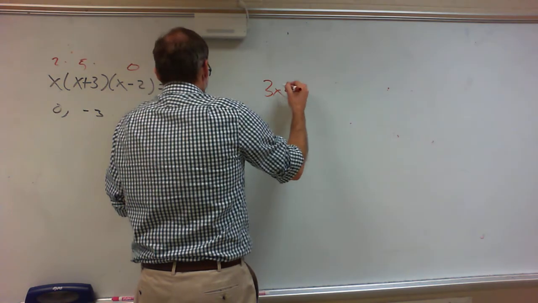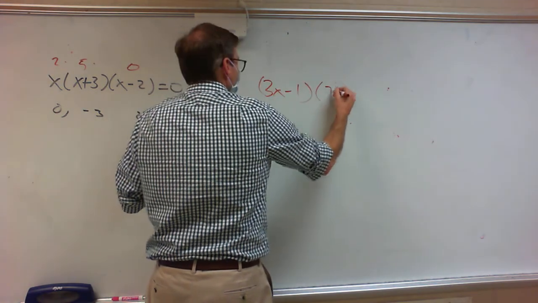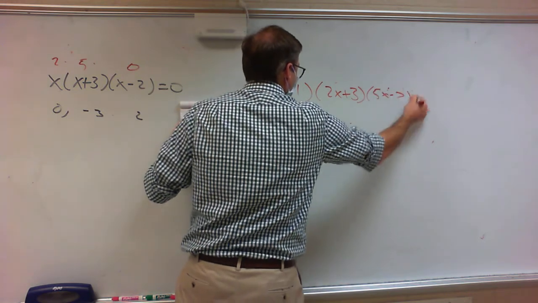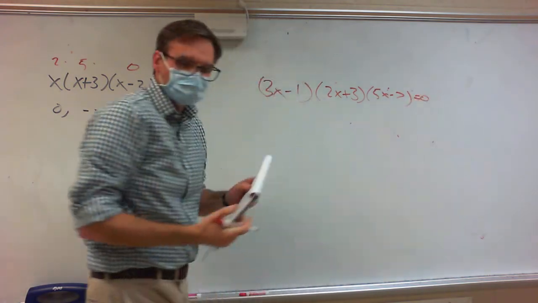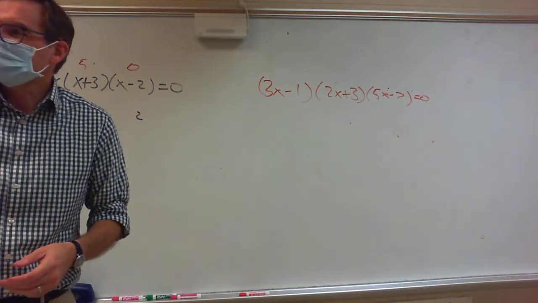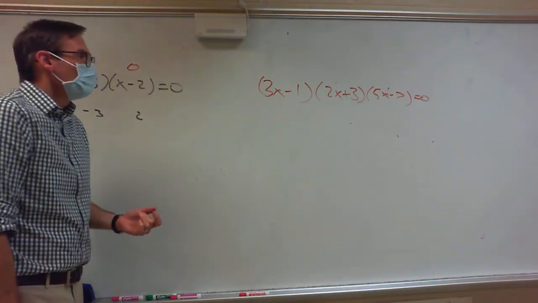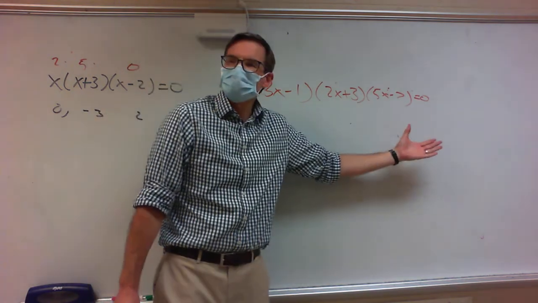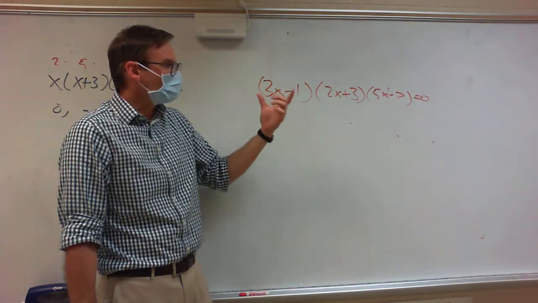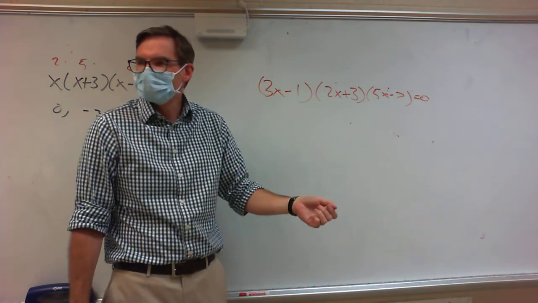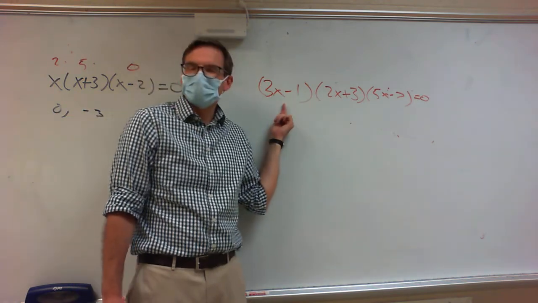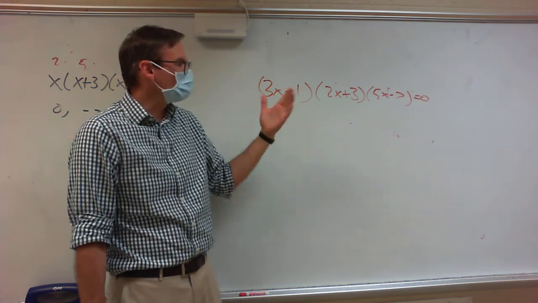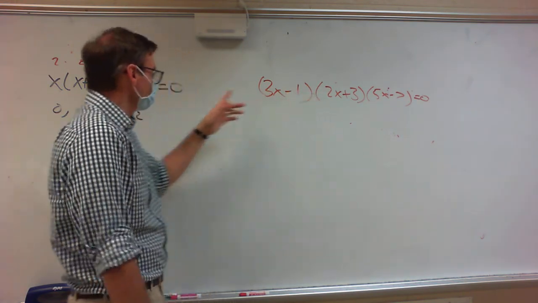What if I give you (3x - 1)(2x + 3)(5x - 7) = 0? Your goal is still the same. It's already factored, it's set equal to 0. Your job is to make each of these things 0. What makes this 0? 1/3. A lot of times your first guess may be 1, because you think it's just the opposite of the sign.